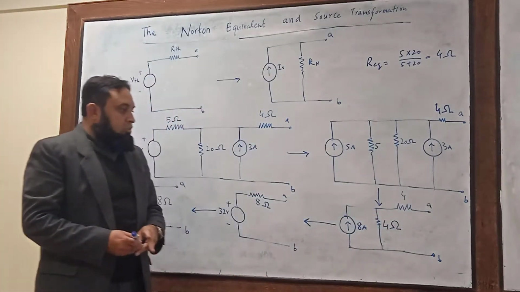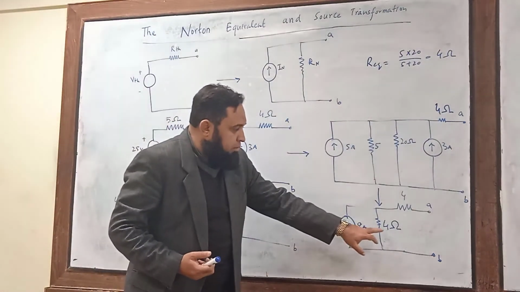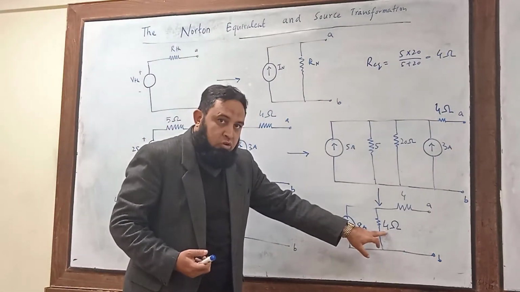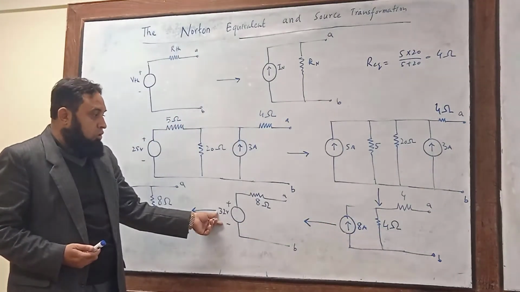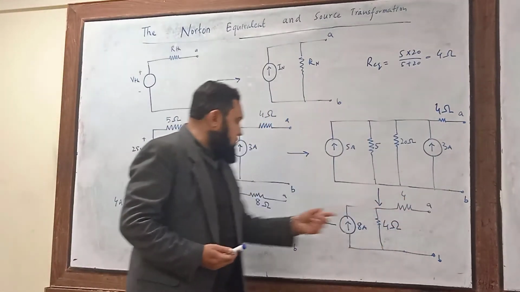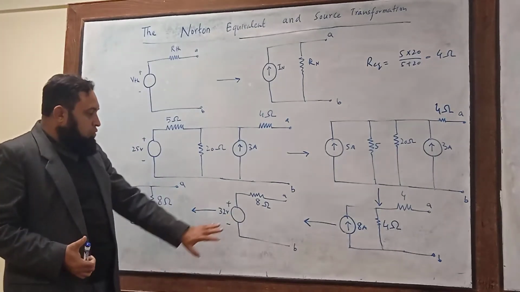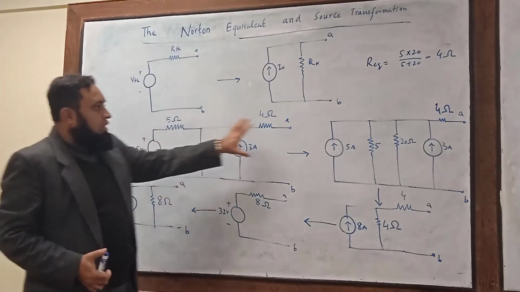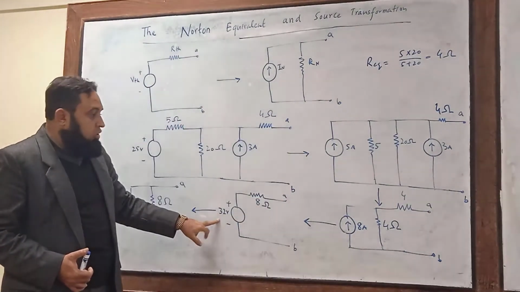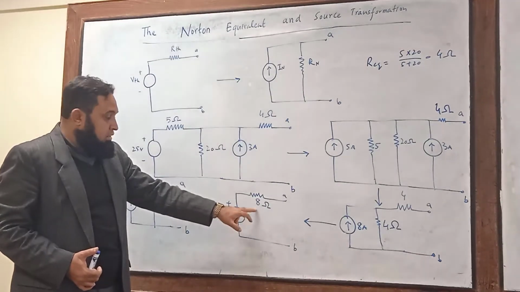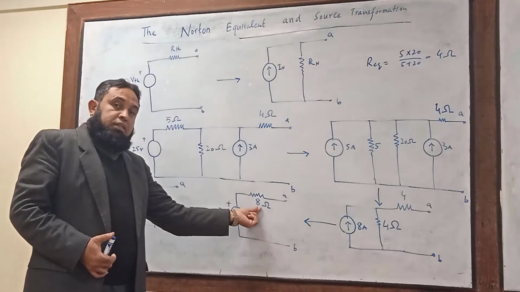Now again we will do the source transformation. The 8 ampere multiplied by 4 ohm results in a voltage source equal to 32 volt, and the 4 ohm plus 4 ohm resistance results in 8 ohm resistance. Now we have something transformed into an equivalent voltage and series resistance combination. So this is the Thevenin voltage and this is the Thevenin resistance.